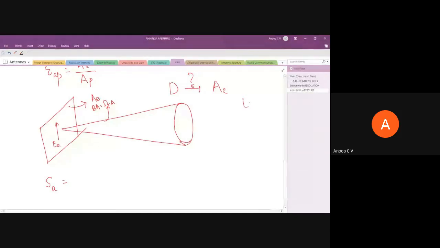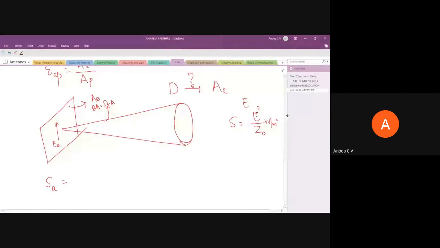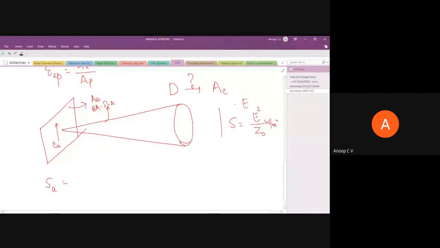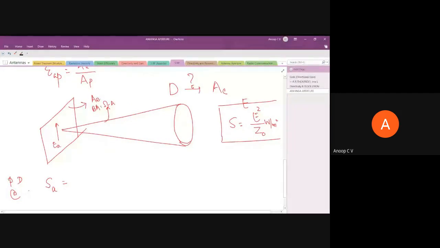If the electric field intensity is known, power density S is equal to E square by Z naught, watts per meter square. I have told this before. So power density is related to electric field intensity as E square by Z naught, watts per meter square.